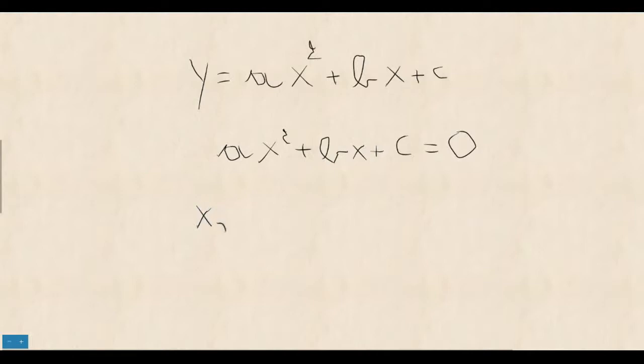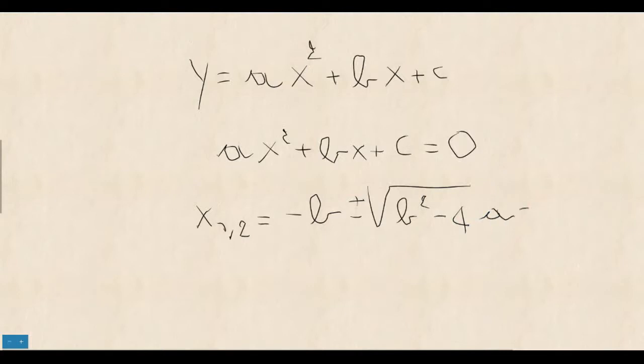x1,2, which are the possible solutions, is equal to minus b plus minus, then you have a square root of b squared minus 4 times a times c. This is all under the square root, and this is divided by 2 times a.